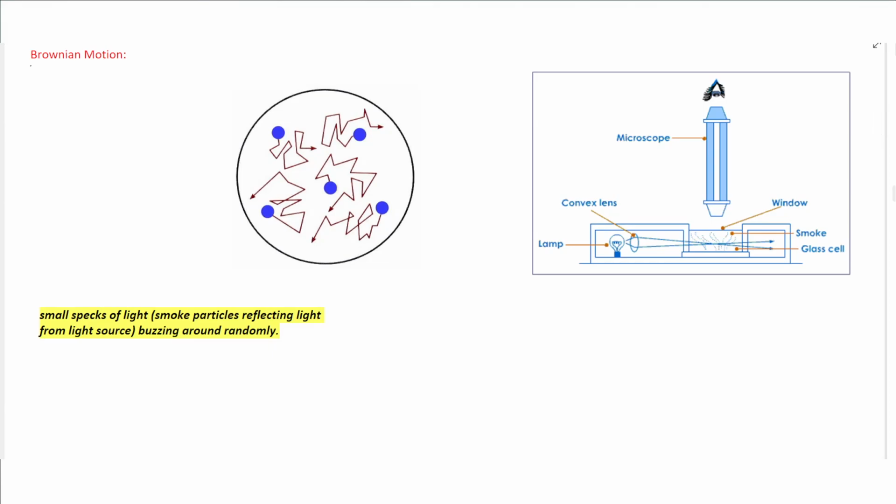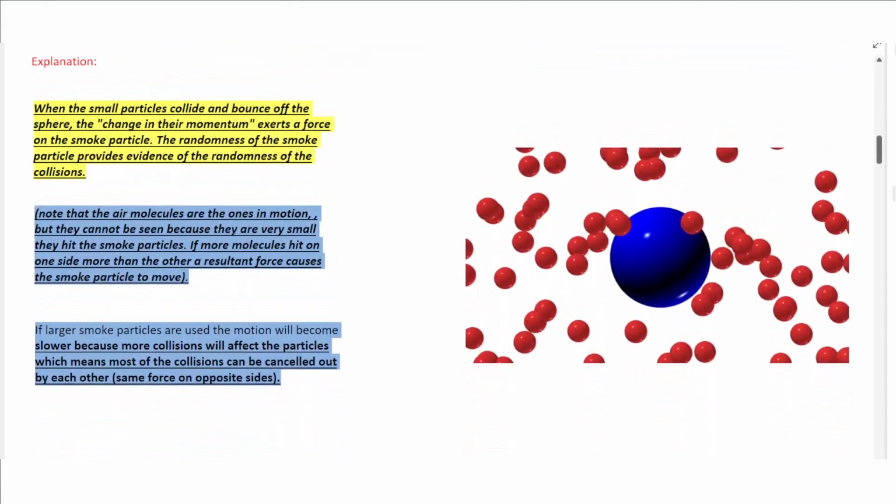If you are required to describe the motion, you just say that there is random zigzag motion of suspended particles in a fluid. It could be dust or smoke particles in air or pollen grains in water. If you are required to explain Brownian motion, for example, with smoke or dust in air, you say that when the small air particles or molecules collide with the smoke or dust particles, there is a change in momentum due to rebounding, which exerts random forces on the object and causes random motion.